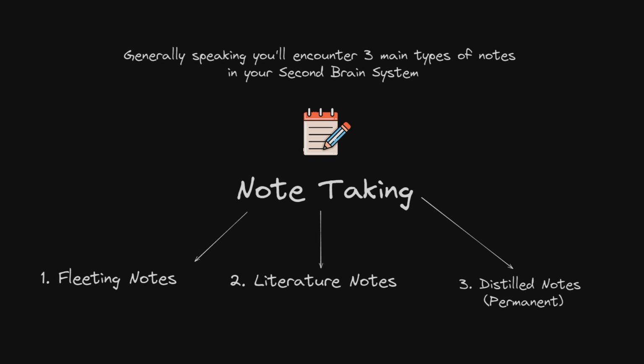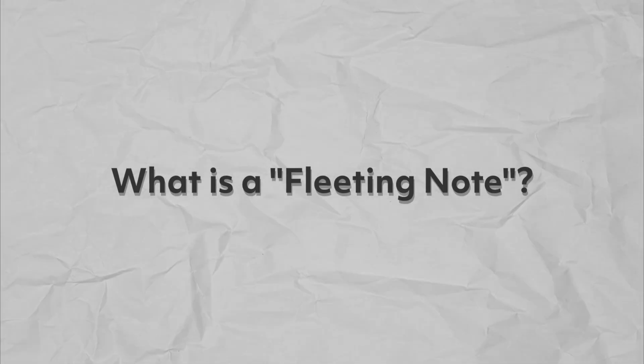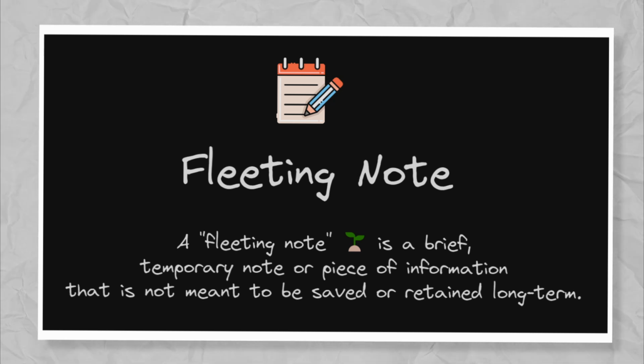Generally speaking, you'll encounter three main types of notes in your second brain system: fleeting notes, literature notes, and distilled notes, which are also known as permanent notes. What is a fleeting note? A fleeting note is a brief, temporary note or piece of information that is not meant to be saved or retained long term.